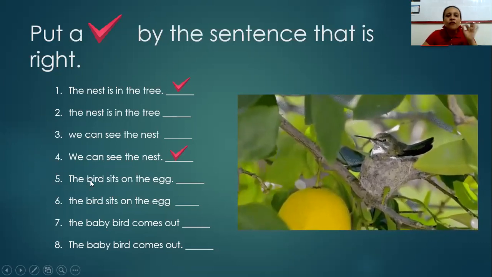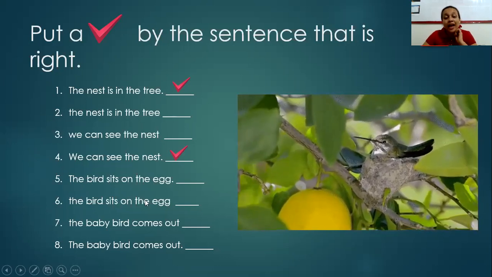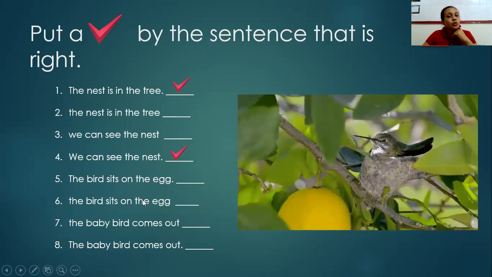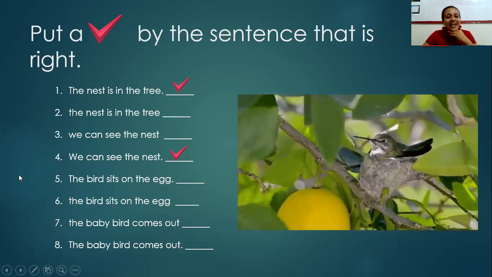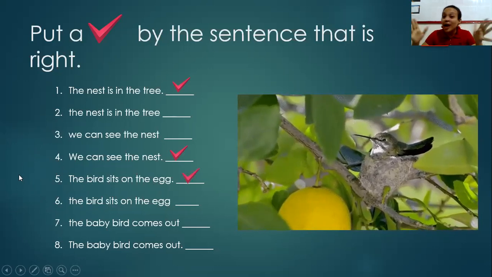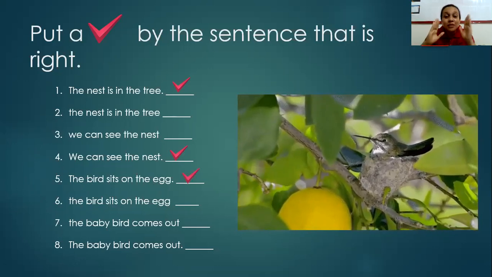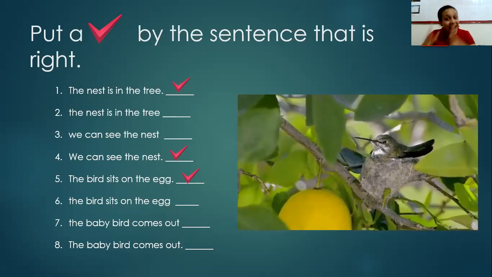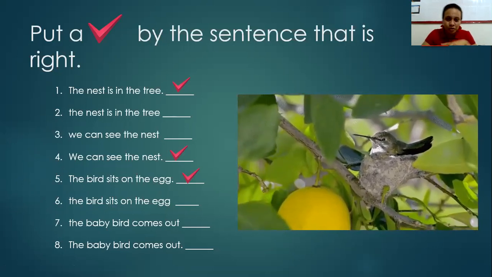Now, the bird sits on the egg, or the bird sits on the egg. Which one is best for you? It's better for you. Excellent. The first one. Why? Again, because this sentence begins with a capital letter and it ends with a period too.